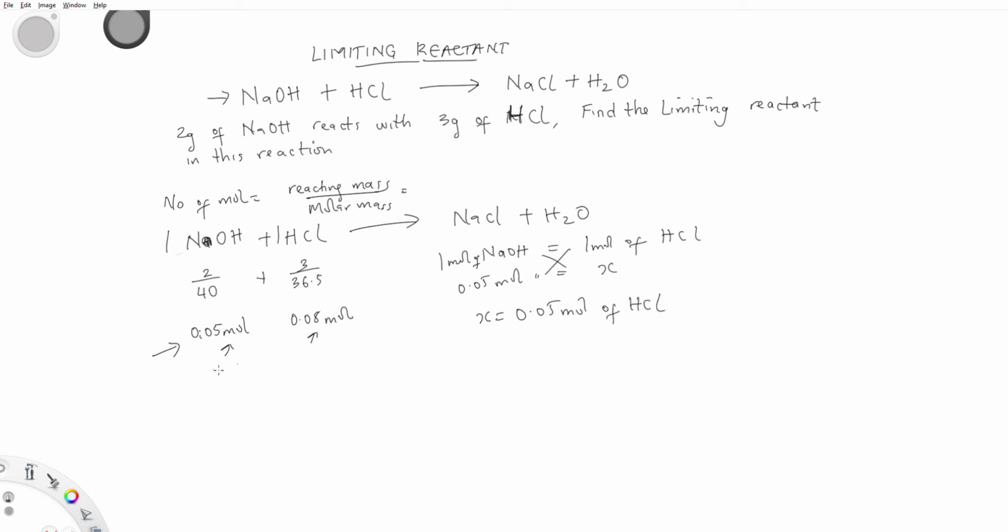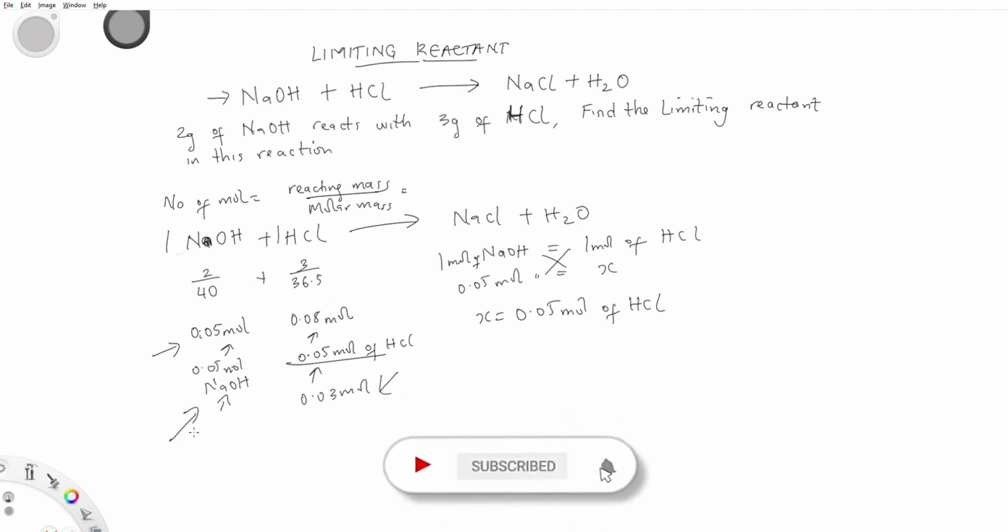So I just pick sodium hydroxide. You can decide to pick hydrochloric acid and work with it. I picked sodium hydroxide, and I realized that if 0.05 moles of sodium hydroxide should react with HCl, it must react with 0.05 moles of HCl. Now in the real sense we have 0.08 moles of HCl. So if 0.05 mole of sodium hydroxide reacts with 0.05 mole of HCl, then we still have 0.03 left. So this one is still left in the reaction, whereas this one is already used up. So this is the limiting reactant, sodium hydroxide.